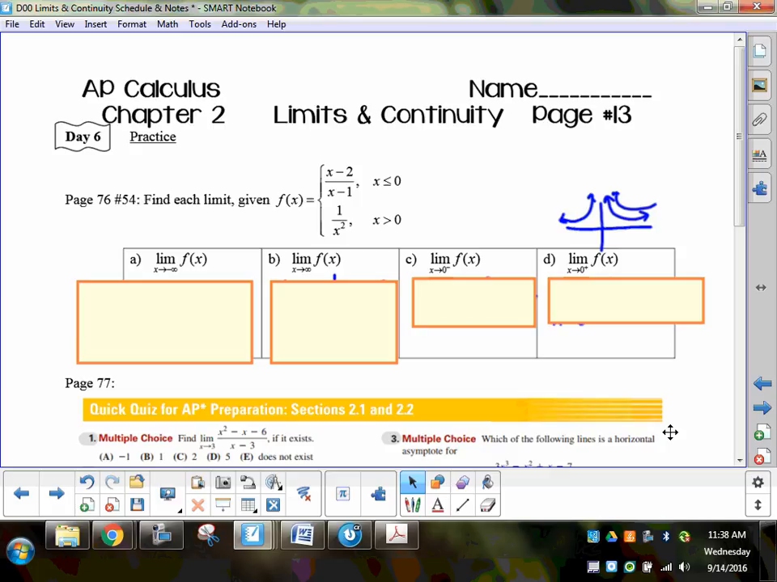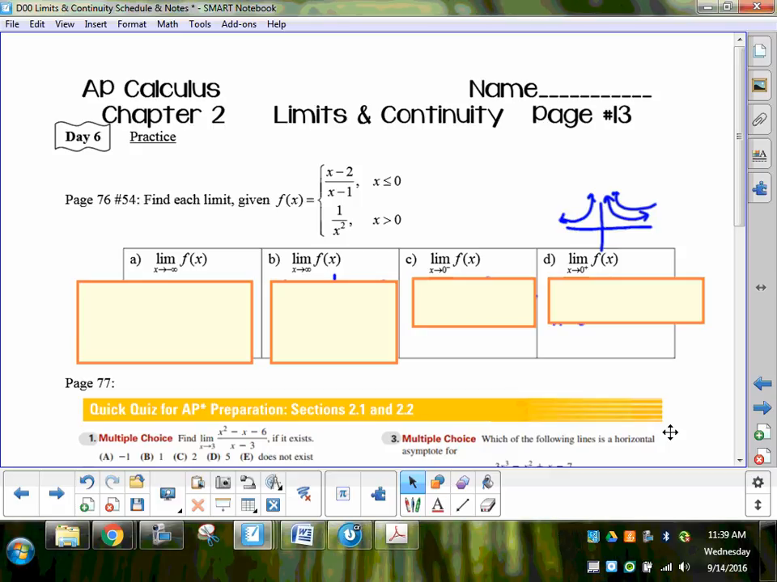We have a piecewise function. It's defined on the left-hand side by this rational expression here, and on the right-hand side it's defined by the reciprocal function being squared. Let's take a look at the first one for A. You're taking the limit as x goes to negative infinity of this function.